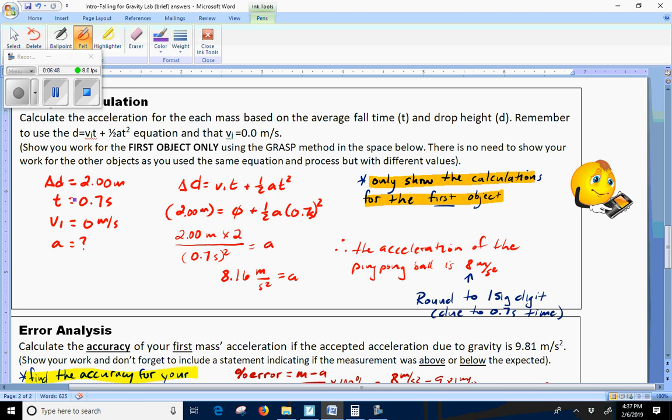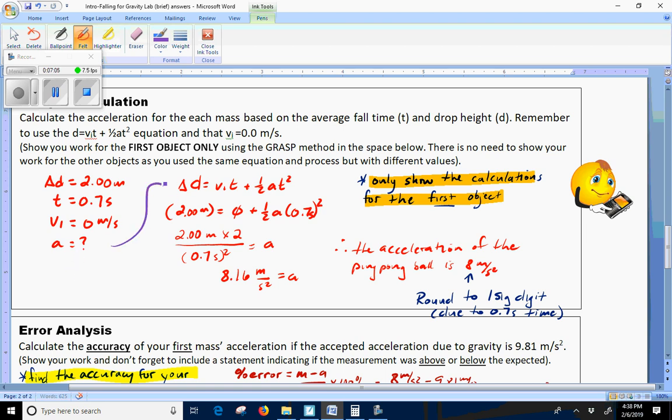So I'm going to start with the givens. So I know I've got my drop or fall distance of 2.00 meters. My drop time or fall time was 0.7 seconds, and my initial velocity was 0. I wasn't falling at the beginning. You indicate what you're looking for. So I'm looking for my acceleration here.